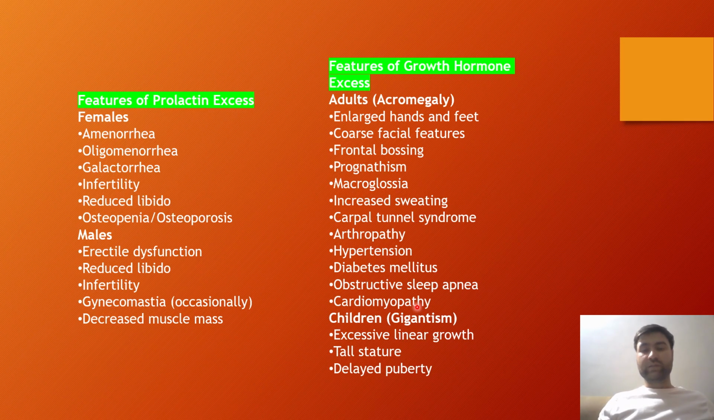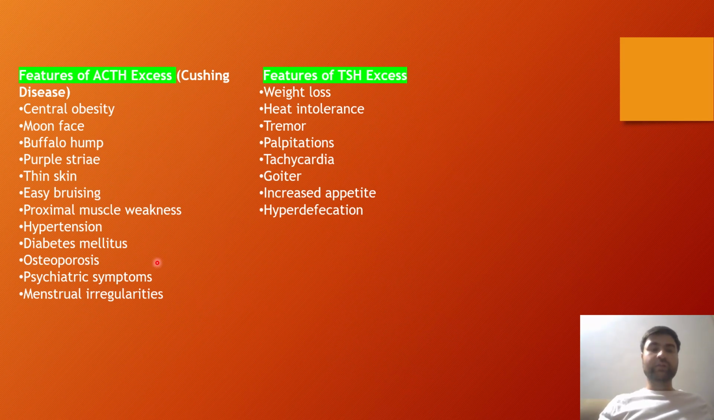Then cardiomyopathy because of high output for the heart, because the heart has to pump more and more blood in these patients. Then in case of children, the patients develop gigantism, and these have excessive linear growth, tall stature, and delayed puberty. Now, if the patient has ACTH excess, then the patient has Cushing disease.